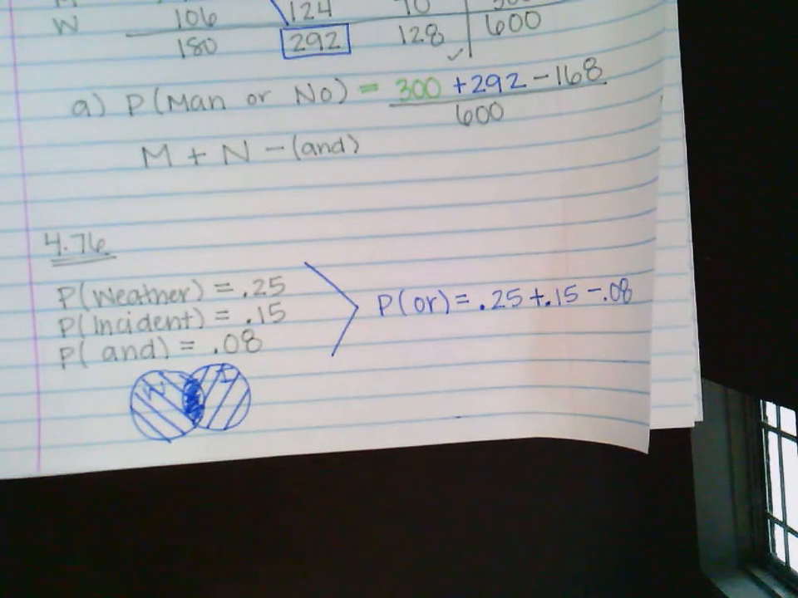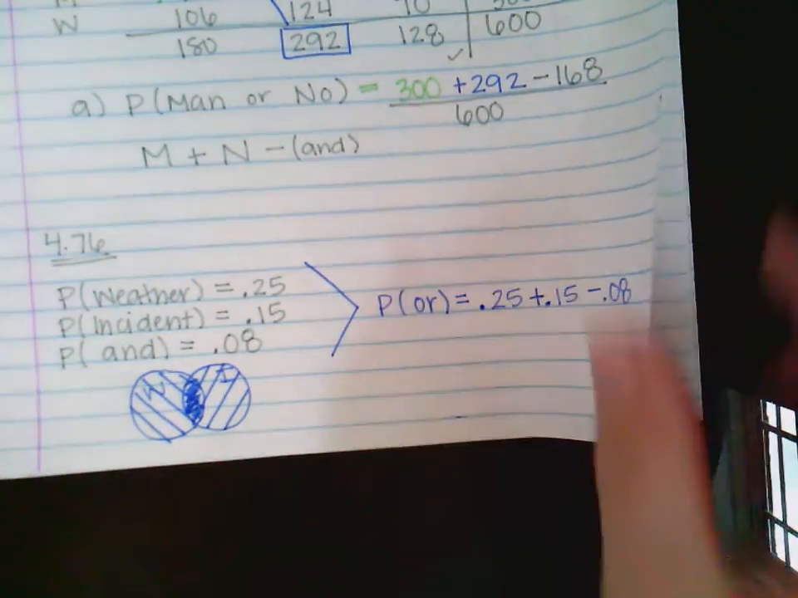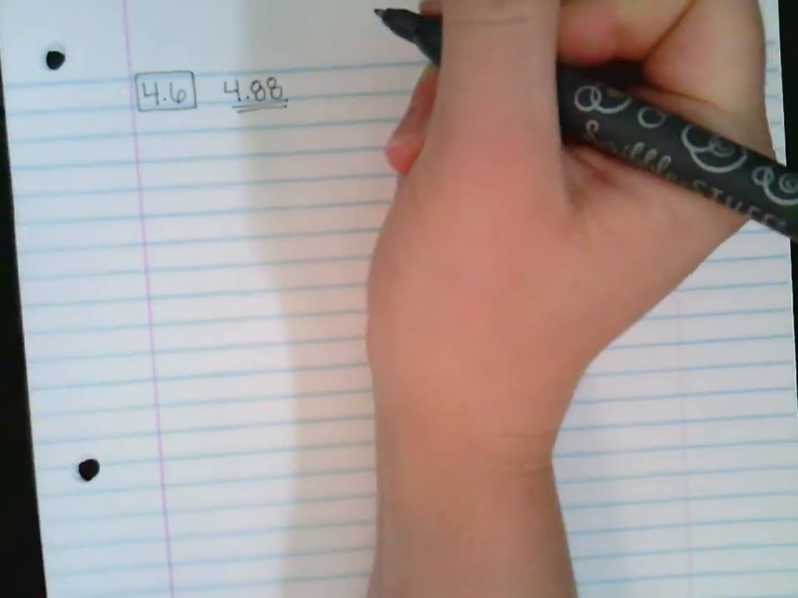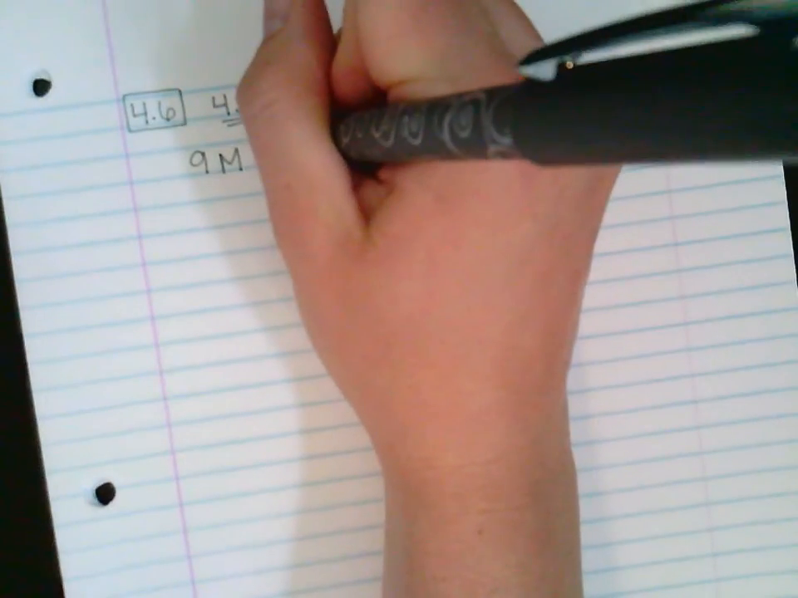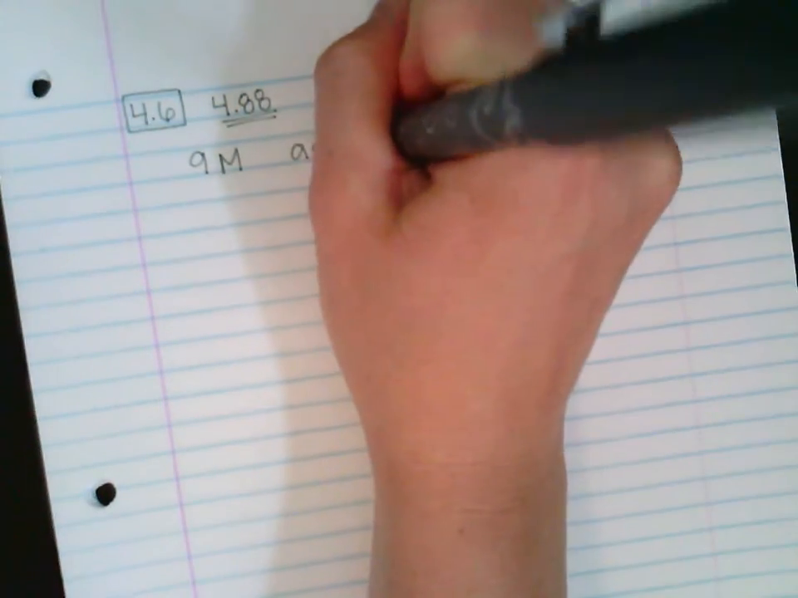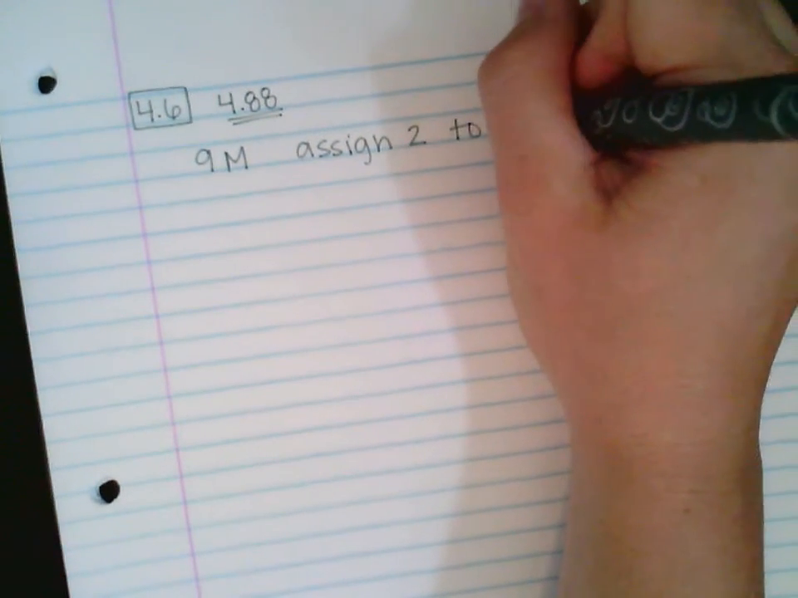All right, one more problem to go over in this video is 4.6, and I wanted to show you on the calculator how to do this as well, and which one to do. Okay, so we're going to look at 4.88. In this problem, it says that they have 9 members, and they need to assign 2 for this patrol unit. To the rescue. Yeah, rescue.